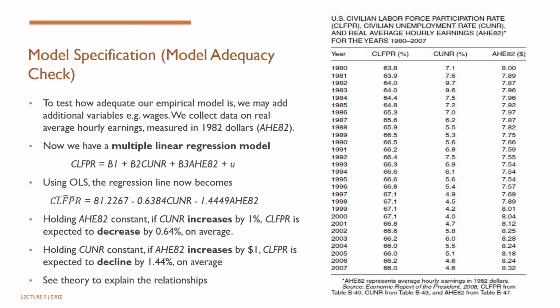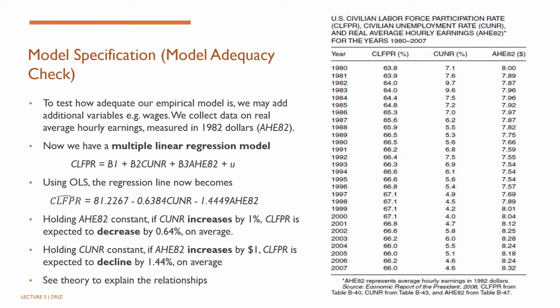This next step is basically asking ourselves how adequate is our empirical model and regression line, because we know that there are other factors that affect labor force participation decisions. For instance, hourly wages. They may also attract more workers to the labor market, other things remaining the same. So to see the importance of wages, we collect data on real average hourly earnings as measured by real earnings in 1982 dollars. This new variable is denoted by AHE82 in the third column. So we now have the model CLFPR equals B1 plus B2 CUNR plus B3 AHE82 plus U.